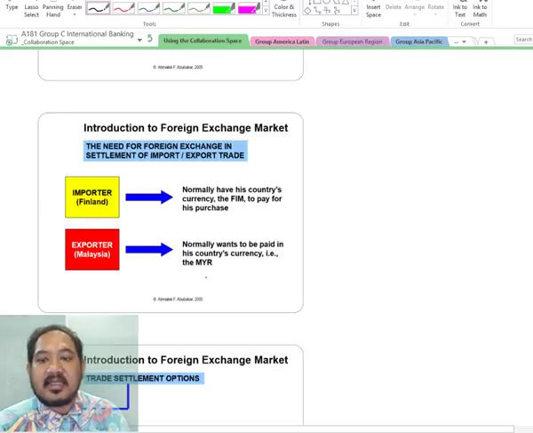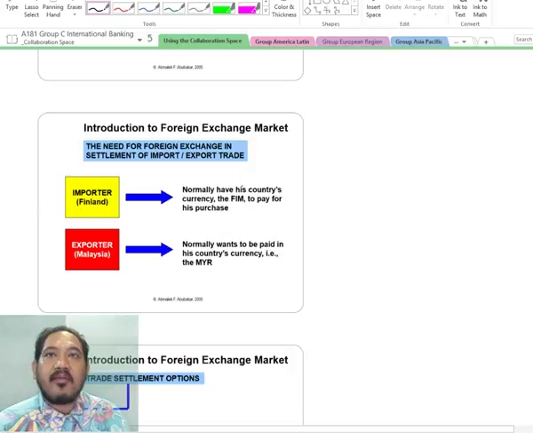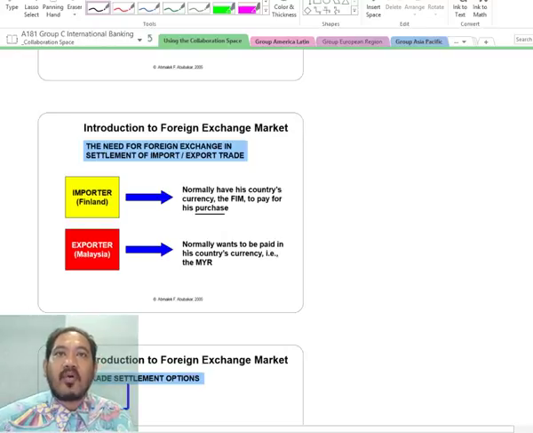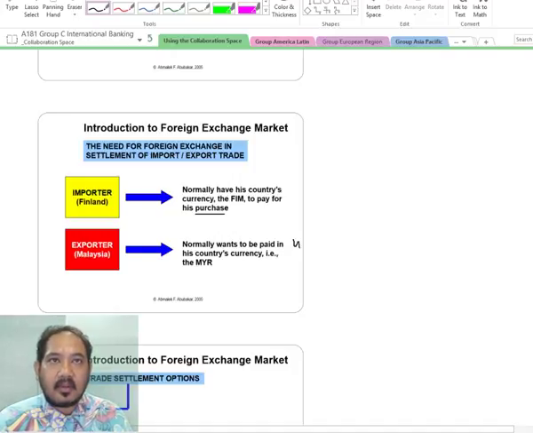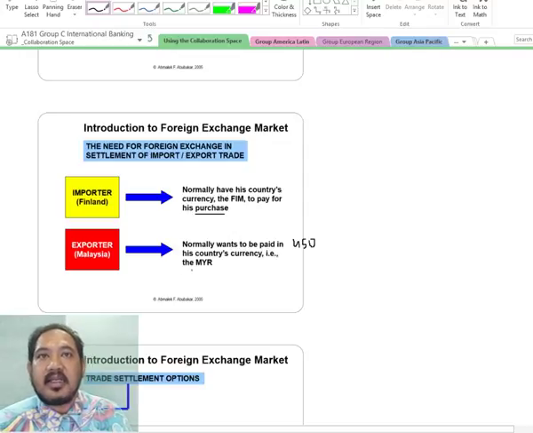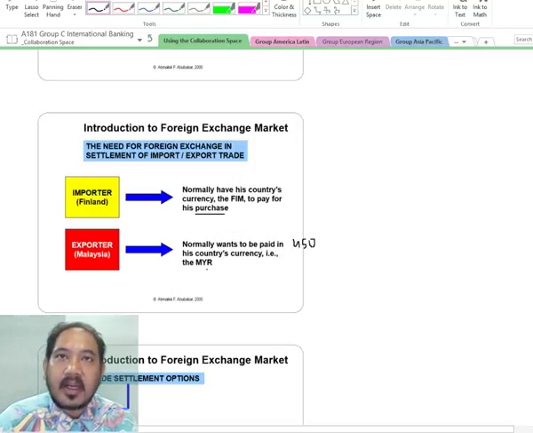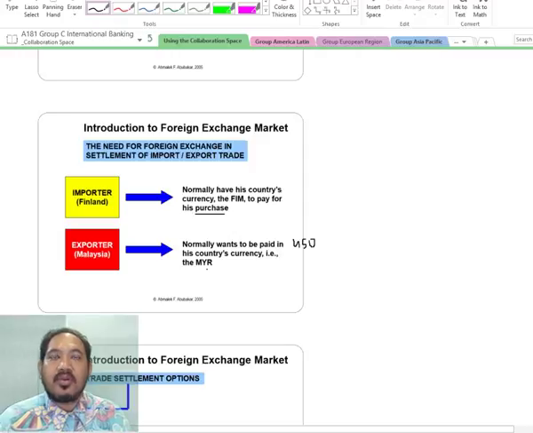For example, we can see this example between an importer and an exporter. Normally, the importer wants to purchase a currency in order to make the payment for the purchases of the imports to the seller. Whereas the exporter wants to convert the amount of currency they receive, for example US dollar, from the payment received, into their local home currency, which is the ringgit. So this is a Malaysian exporter. In this kind of activity in international trade, that is why there is a need for the foreign exchange market to be used.